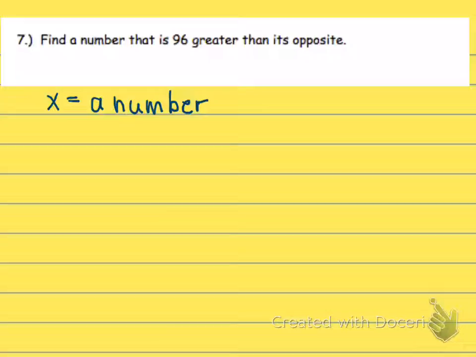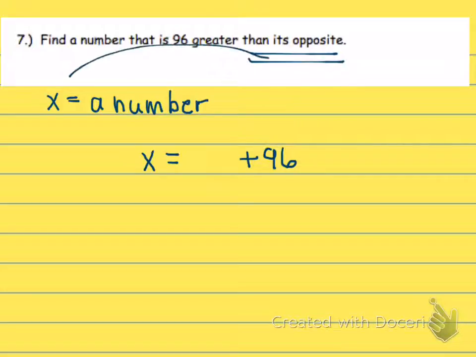Then I'm going to reread the problem and write an equation that represents the relationships among the numbers in the problem. So I'm finding a number that is, so that number that I find is, that's my equal sign, 96 greater. So greater than and more than and less than, they all go behind. So greater than is adding, and 96, so I'm going behind. 96 more than its opposite. Well, the opposite of what? Well, the opposite of my number. So I'm going to mark it as the opposite of my number.